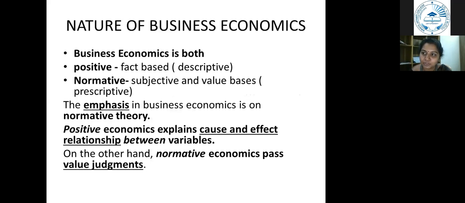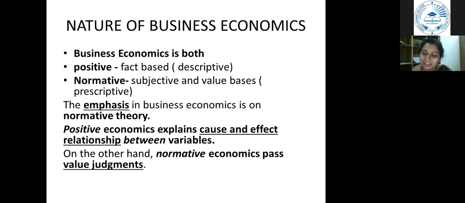The next topic I have seen in your syllabus is the nature of business economics. From this area also, there were a lot of questions. The main thing you have to focus on is that the basic nature of business economics is both positive and normative. How is positive different from normative? Subjects like physics and chemistry fall under positive science, and management, commerce, and economics mostly fall under normative science.